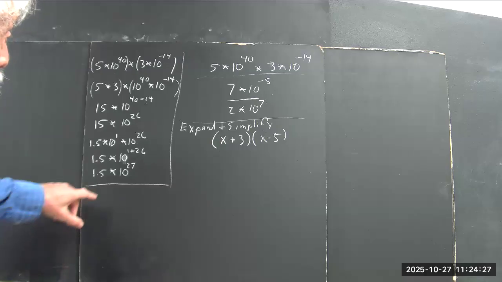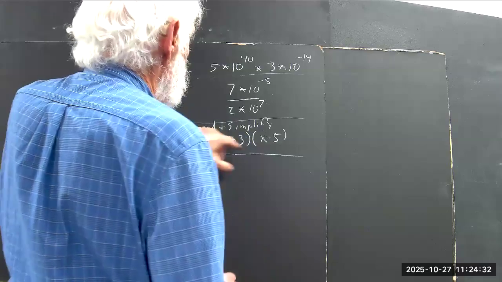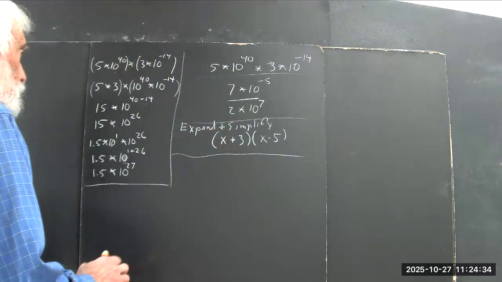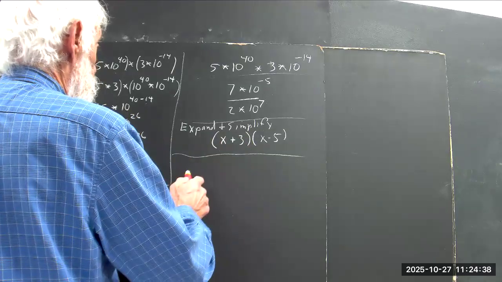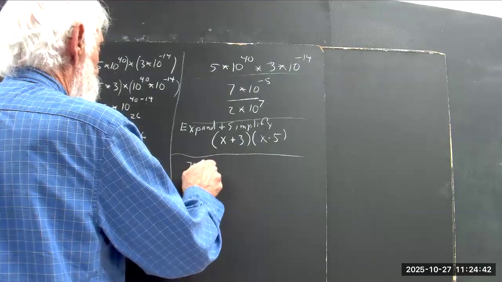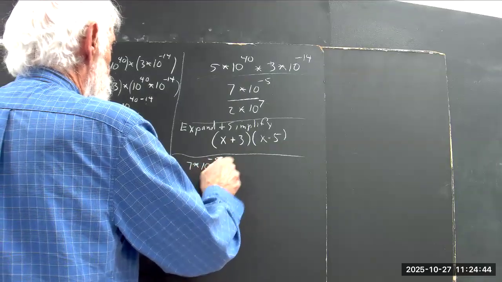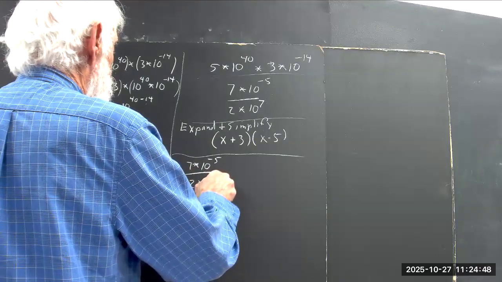Okay. Well, let's look at this one. I'll save this expansion for just a little later when I have plenty of board space. We've got 7 times 10 to the negative 5th divided by 2 times 10 to the 7th.